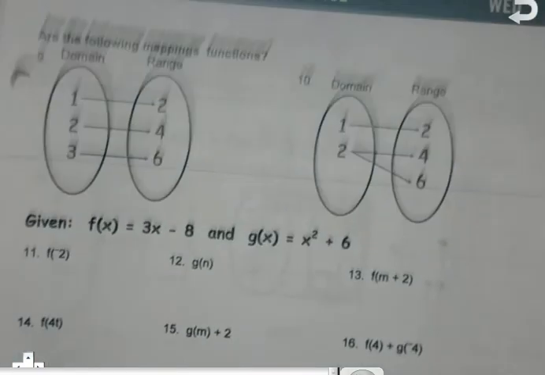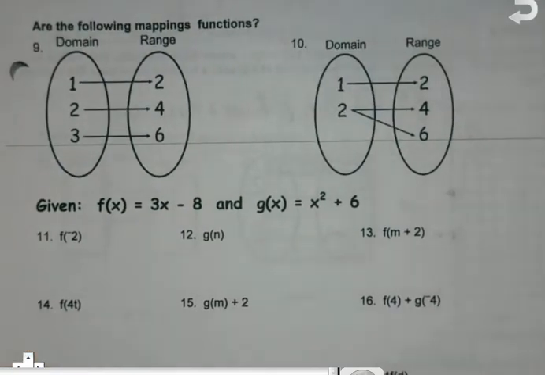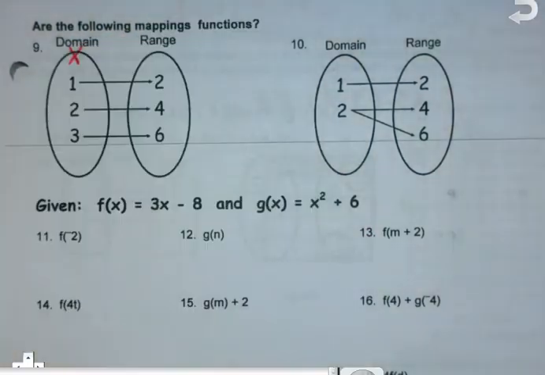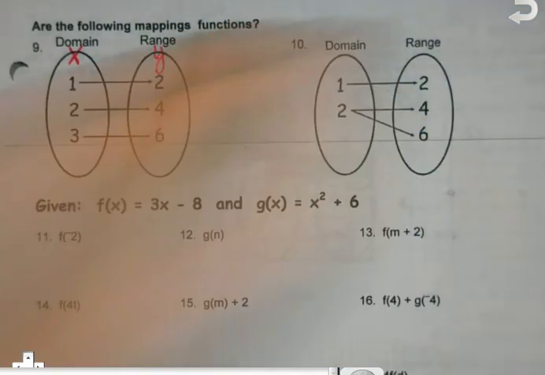Flip over. I'll tell you right away, no, we're not doing the bookwork. I know some of you will look ahead and say, oh, what? No, we're not. So here, I look, and you're like, now what's this domain and range thing? Domain's just a fancy way of saying your x values. Range is just a fancy way of saying your y.